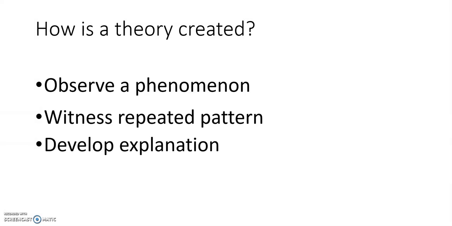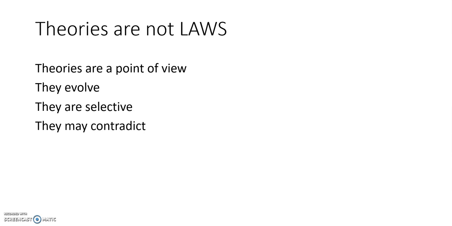So how is a theory created? Well, you observe something happening. You observe some phenomenon. And then when it happens again and again, people start to develop explanations. So a theory is created over time. It's a process, and it can definitely change. Theories are not the same thing as laws. They're a point of view. I may have a theory about why somebody does something, and you may have a very different theory about why that person does that. That's why communication is so interesting. People have different points of view.